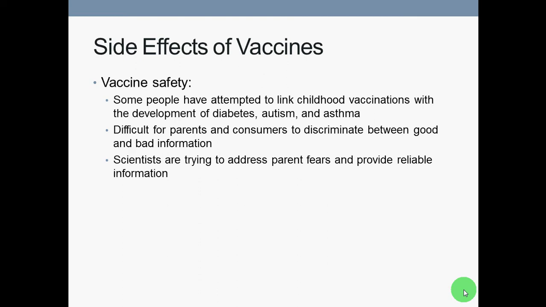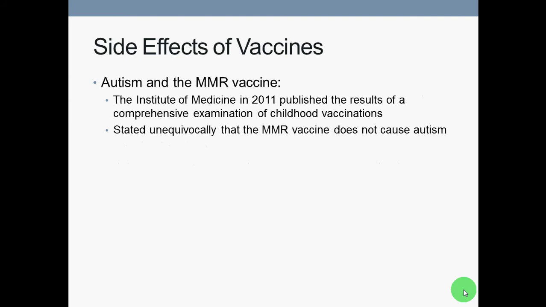So you've probably noticed this in the media a lot lately. Scientists are out there trying to address all of these fears and provide reliable information. There are some published reports about the link between childhood vaccinations and autism and other diseases. One example would be the MMR vaccine, that's the measles, mumps, and rubella vaccine. The Institute of Medicine published a report in 2011 that shows that childhood vaccination, especially the MMR vaccine, does not cause autism.